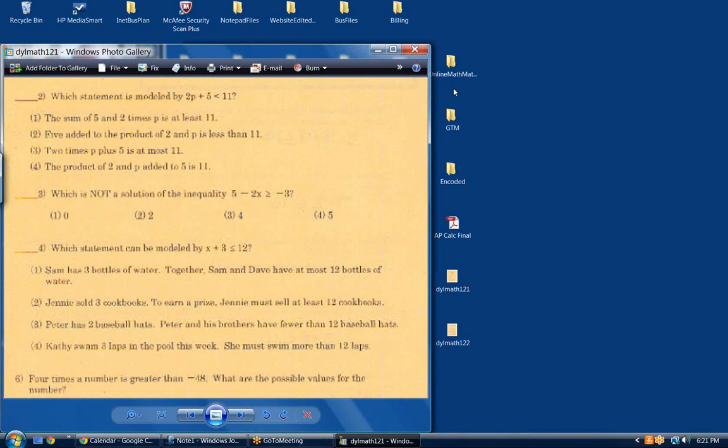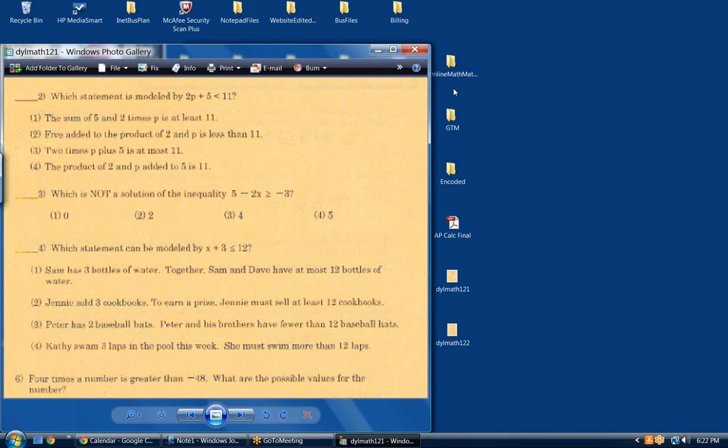So okay, let's look again. So number one, would it be C, or 3? Because 2 times P plus... oh wait, no, that doesn't make... yeah, that would be close, except 3 would be is at most 11, meaning it could be 11. Oh, okay. That would be 2p plus 5 is less than or equal to 11.